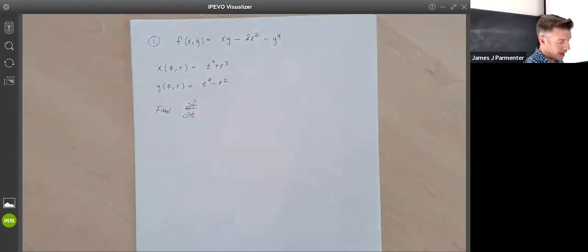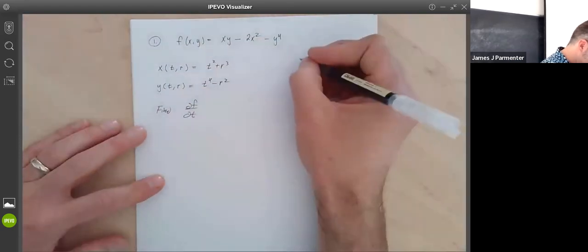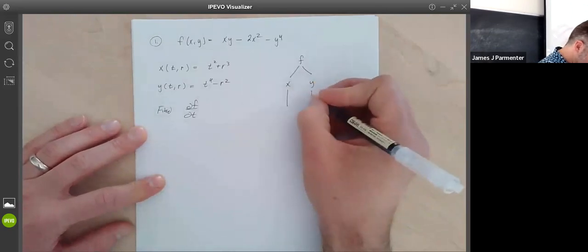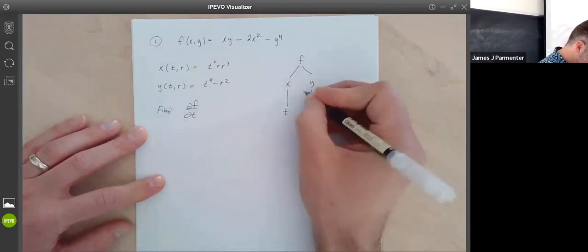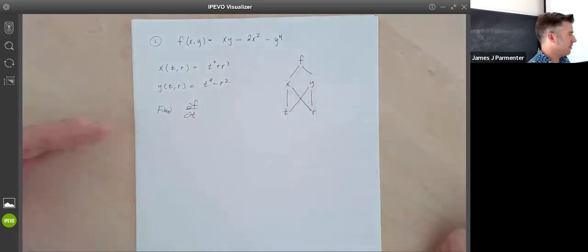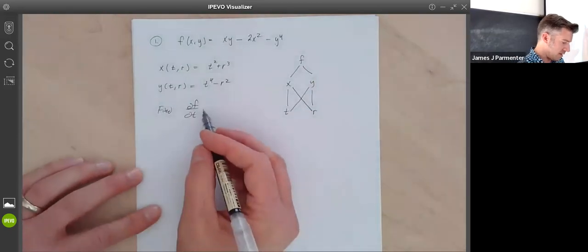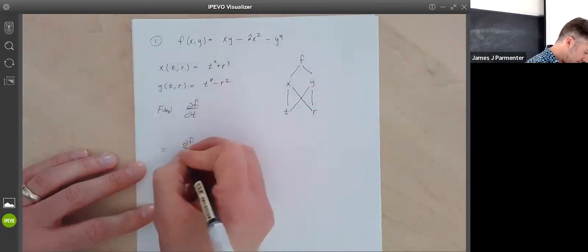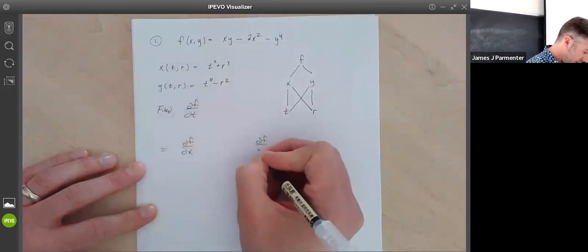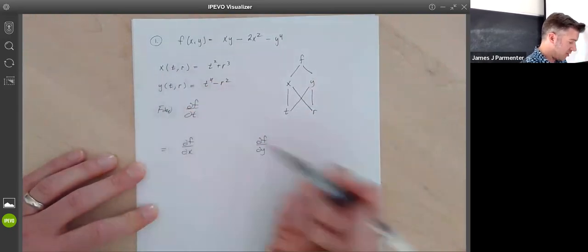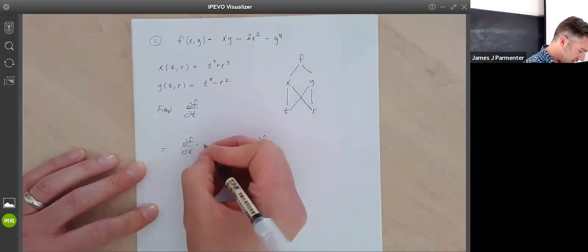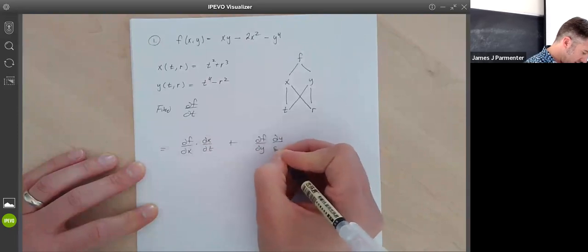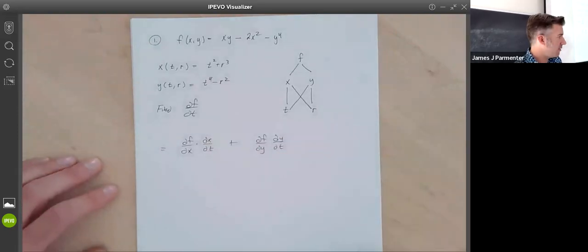And I like to draw the little diagram. I find it helpful. So I'm thinking of f as a function of x and y, and then x and y are both functions of t and r. Really, you don't have to draw this stuff. If you're trying to find del f del t, f is a function of x and y, so I know I'm going to have del f del x and del f del y. And then x and y are both functions of t and r, so I need specifically del x del t and del y del t. Basically, it's all the ways you can get from f to t.